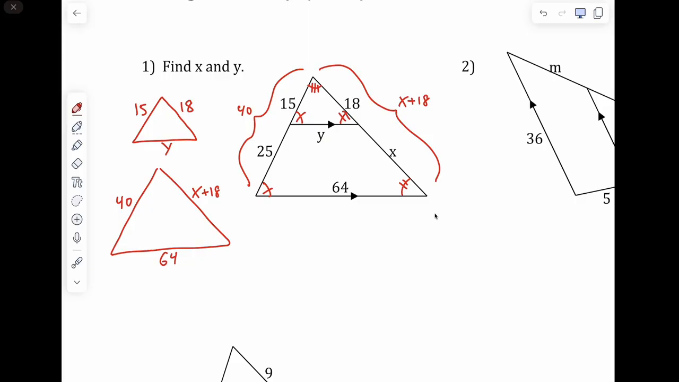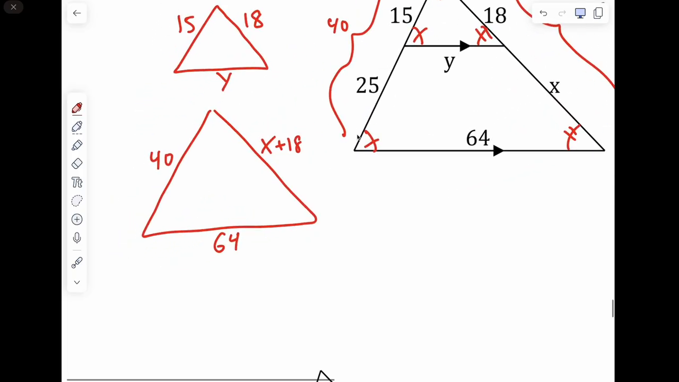Okay, now you have the choice. You could do proportions or scale factor. And we know which one the big triangle is. There's no doubt that this is the big triangle. It has to be the bigger triangle. This triangle can't be smaller than the other one. So I could do proportions or I could do scale factor.